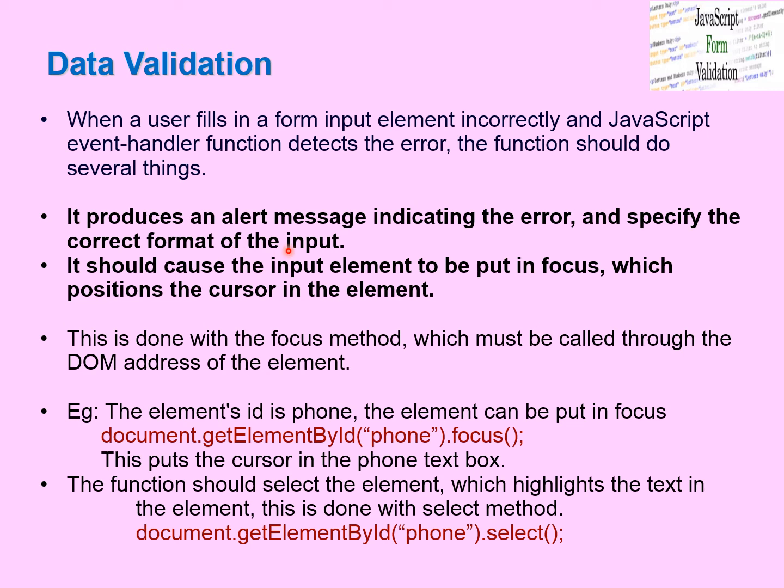Suppose the user is inputting a text value in a number field. The JavaScript will produce an alert message which indicates the correct format of the input. Another thing is that it should cause the input element to be put in focus, which positions the cursor in the element. If such an error occurs, it will produce an alert message, and at the same time it will put the focus on the incorrectly filled input element.